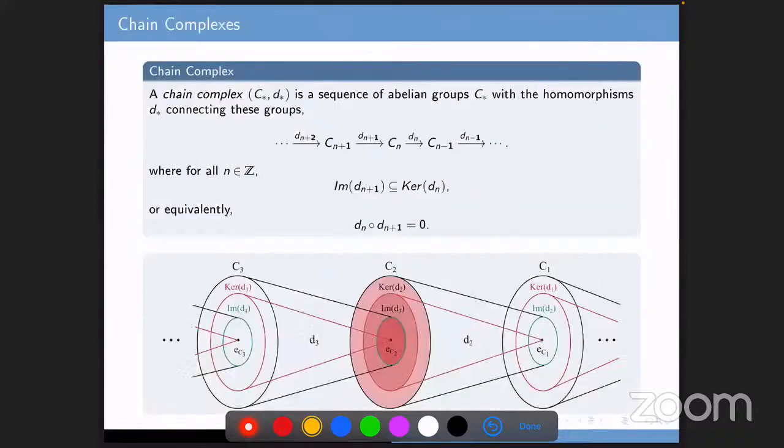Okay, so we are done with the ingredients part: groups, subgroups, normal subgroups, quotient groups, which is very important because homology is defined as a quotient group. And now let's start forming our chain complexes.